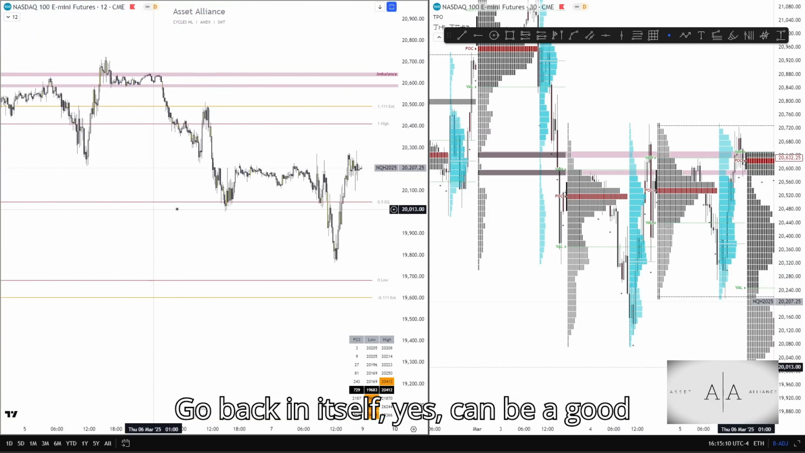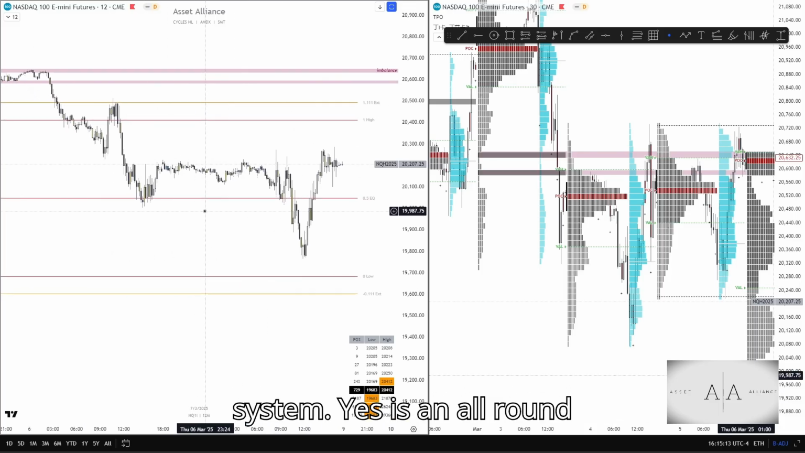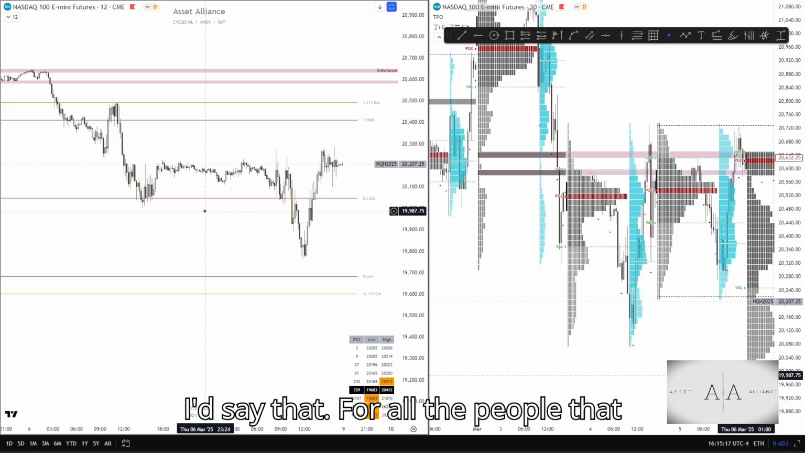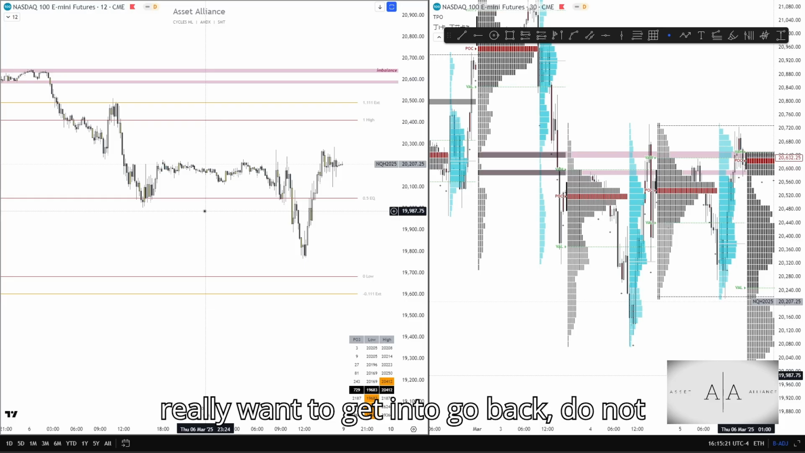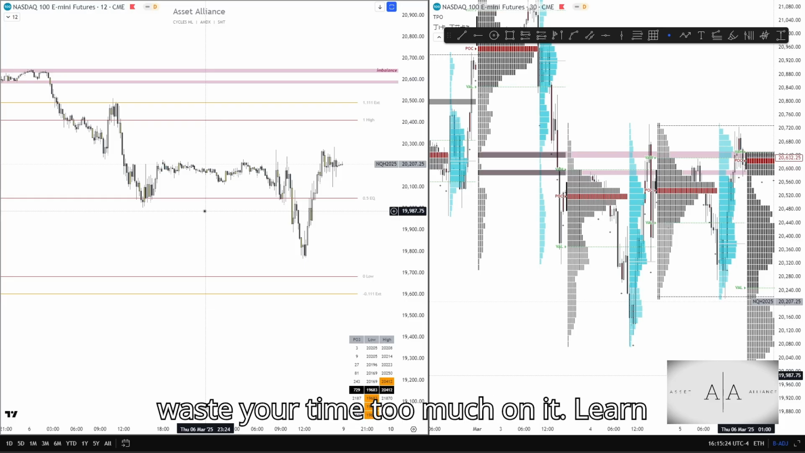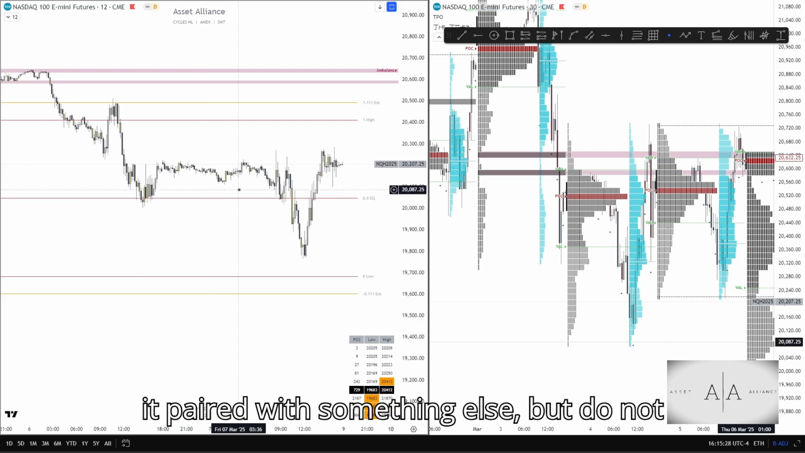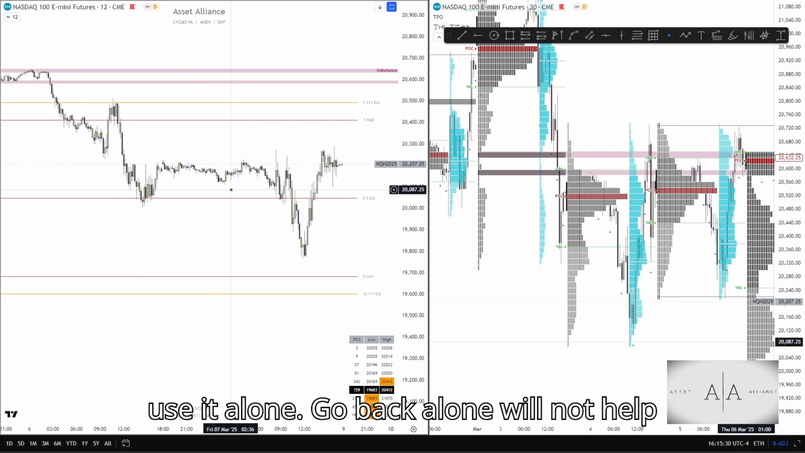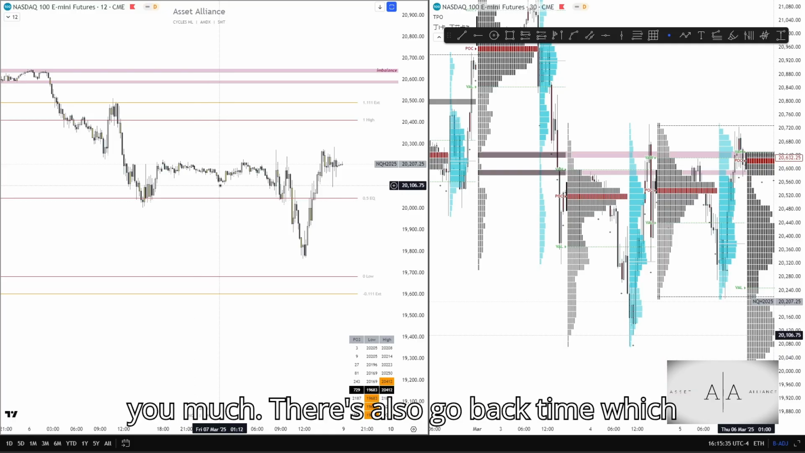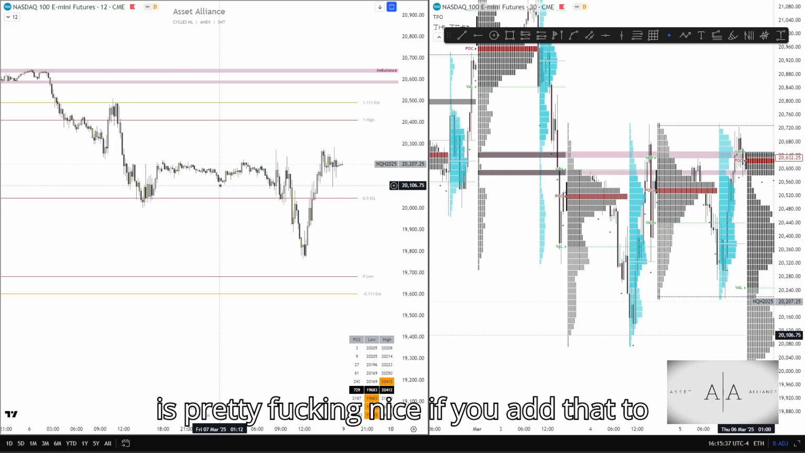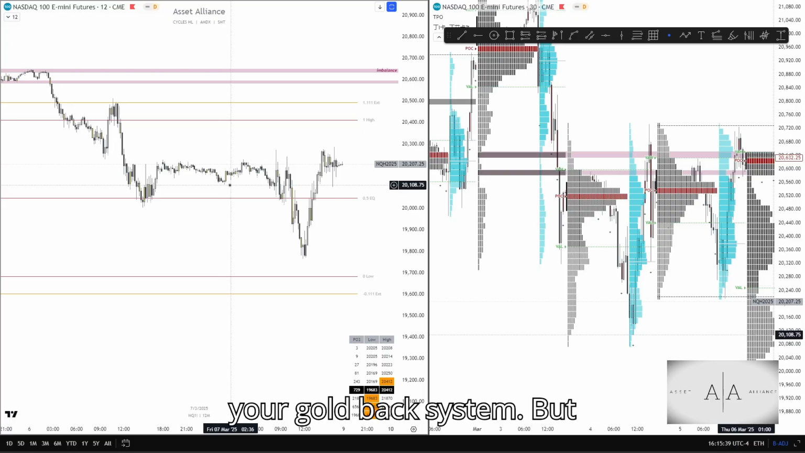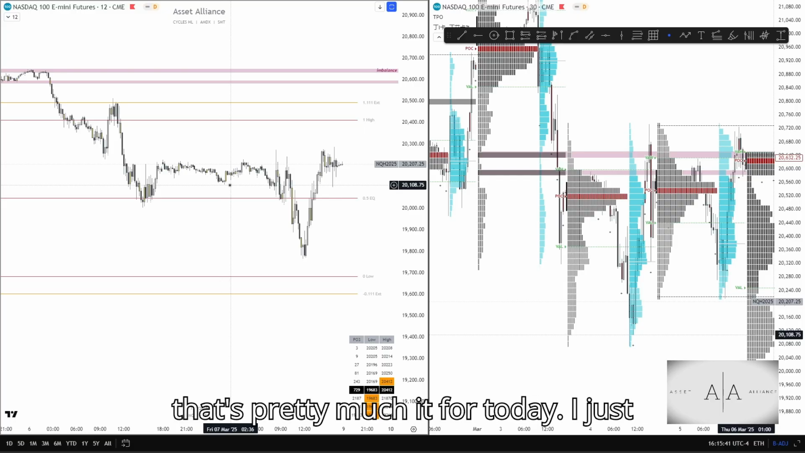Goldbach in itself, yes, can be a good system. Yes, it is an all-round nice thing. But I'd say that for all the people that really want to get into Goldbach, do not waste your time too much on it. Learn the right confluences. Learn how to use it paired with something else, but do not use it alone. Goldbach alone will not help you much. There's also Goldbach time, which is pretty nice if you add that to your Goldbach system. But that's pretty much it for today.